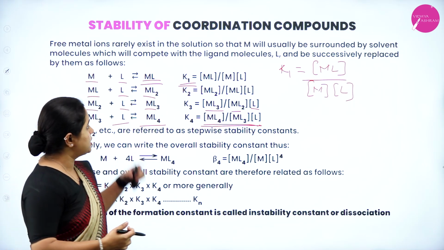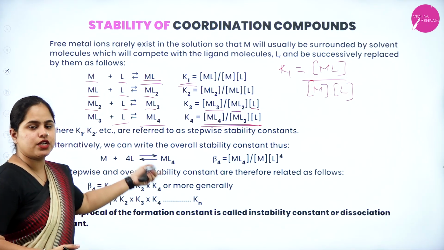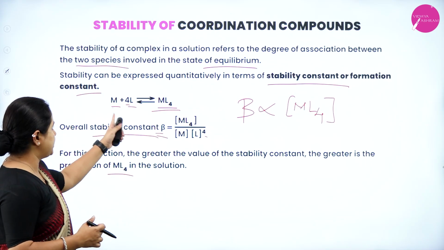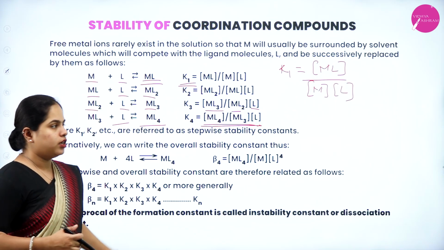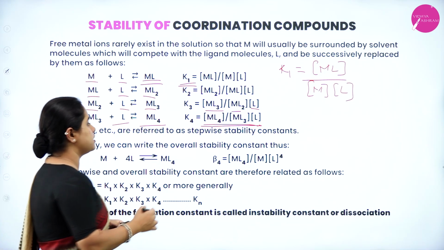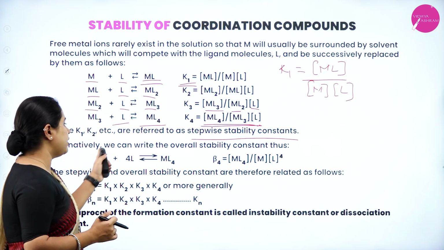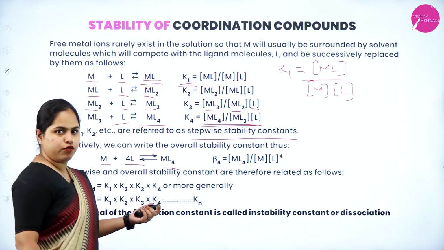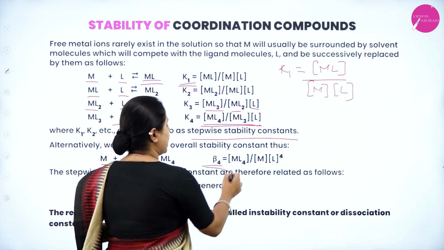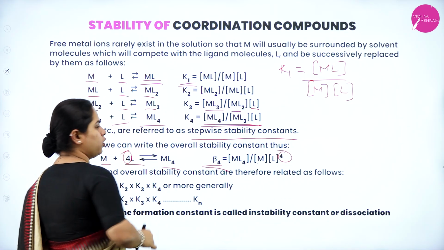So this particular reaction we have seen here is actually successive steps which are happening. So the overall reaction is what is written here. That is, metal plus 4 ligands will give you ML4. So the successive steps are written here, where K1, K2, K3 and K4 are referred to as stepwise stability constants. For each step the stability constant is mentioned. Alternatively we can write it as M plus 4L gives ML4. That is what I just said now. So the stability constant altogether is written as ML4 divided by M into L raised to 4. So this 4 stands for the stoichiometric coefficient here, right?